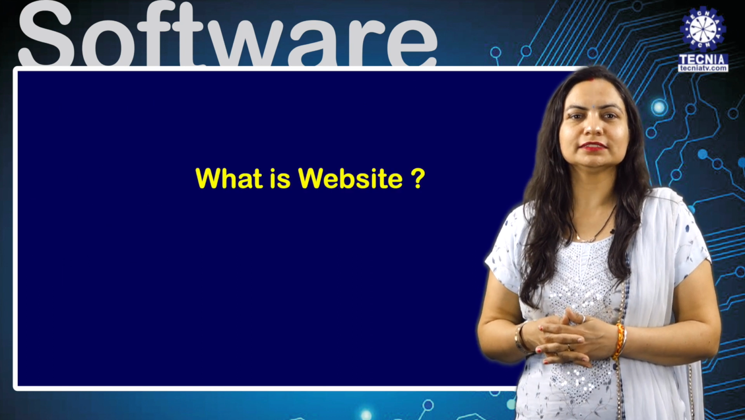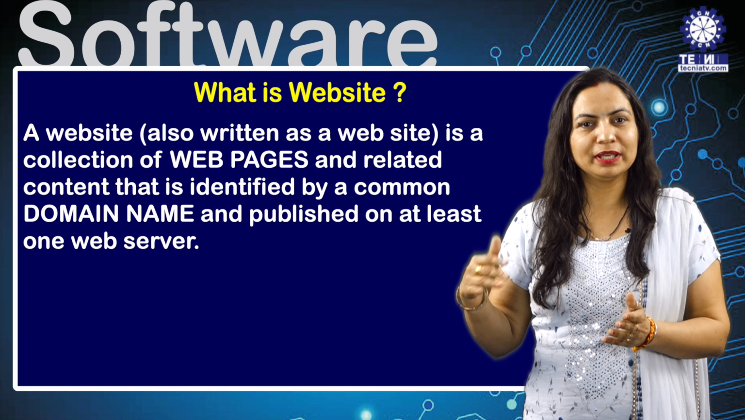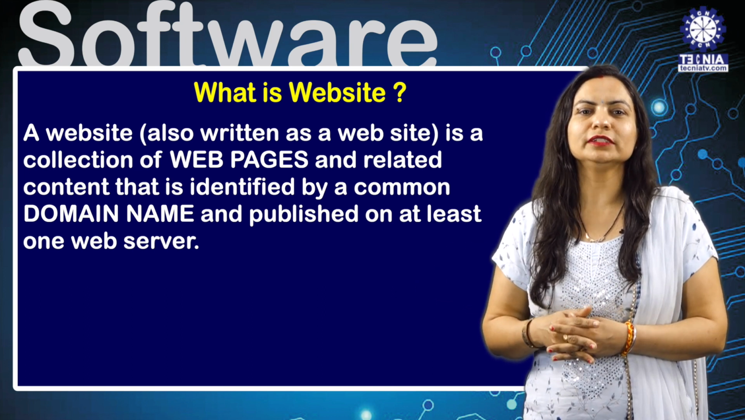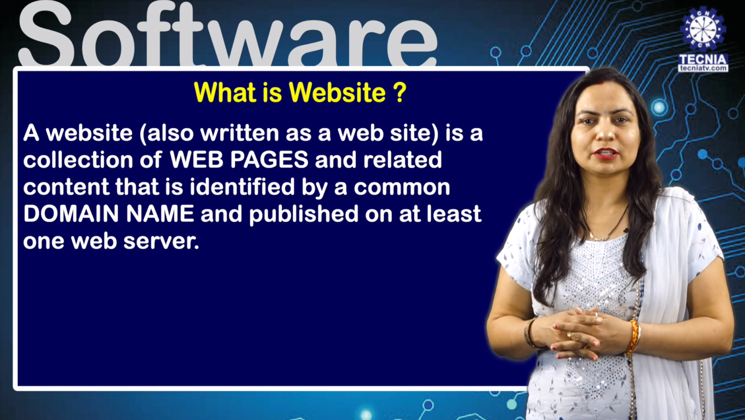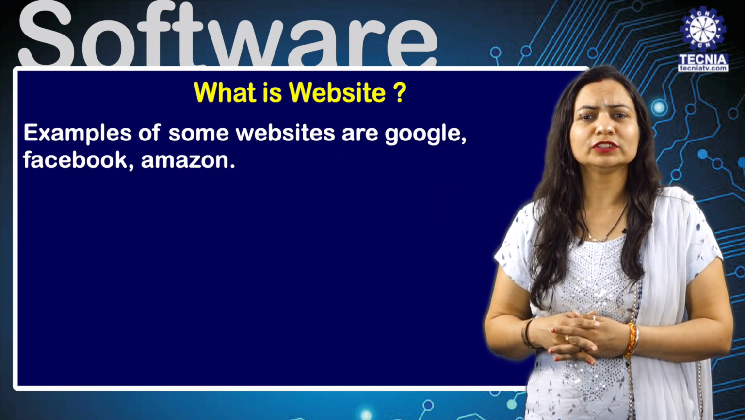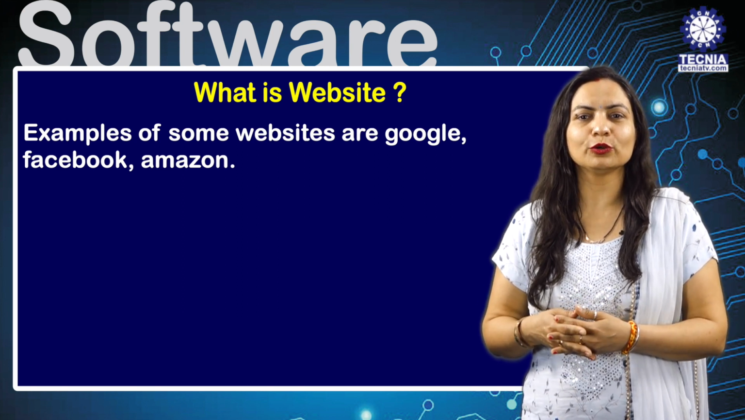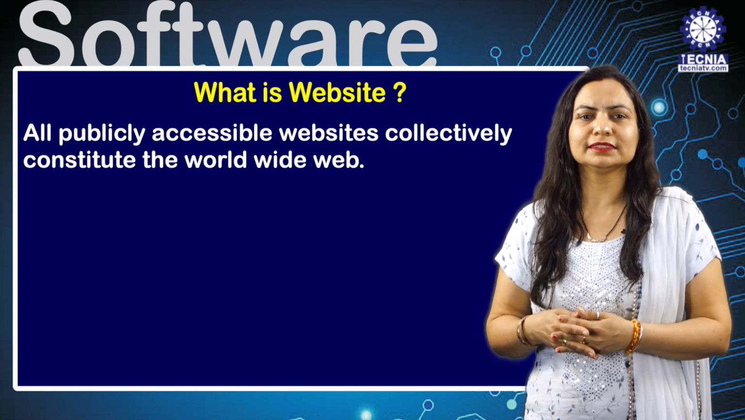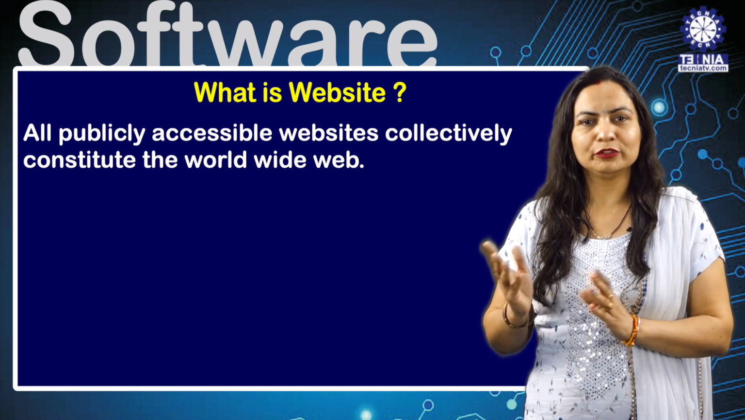Today we will discuss what is a website. A website is a collection of web pages and related content that is identified by some common domain name and published on at least one web server. Examples of some websites are Google, Facebook, Amazon, Flipkart, etc. All publicly accessible websites collectively constitute the World Wide Web.